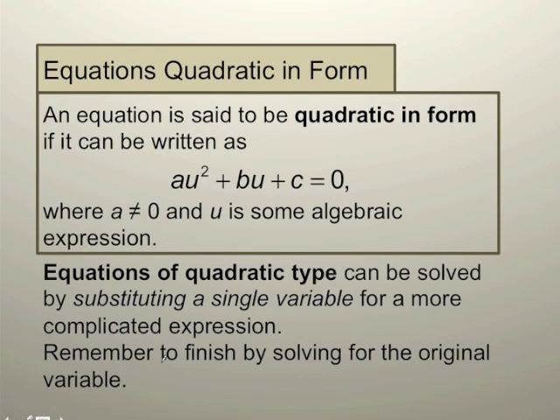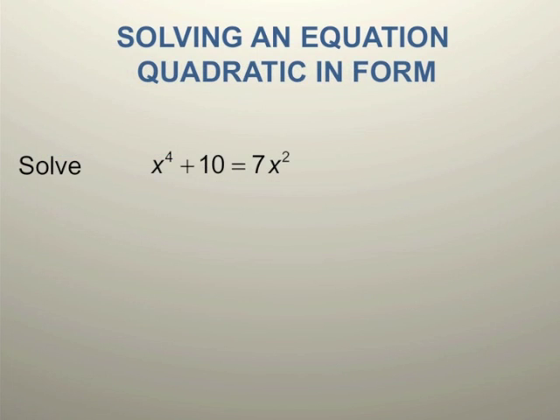Next, we're going to find a way of solving equations that can be in quadratic form. An equation is in quadratic form if it can be written as au squared plus bu plus c equals 0, where a is not 0 and u is some algebraic expression. It's not just one letter. Now, equations in quadratic type can be solved by substituting. We'll substitute a single variable for a more complicated expression, and then we have to remember to finish by solving for the original variable.